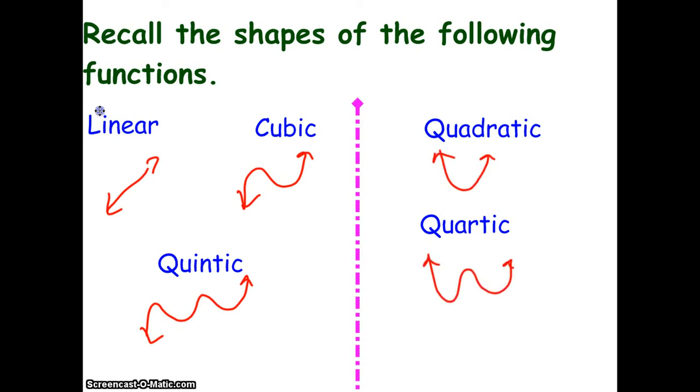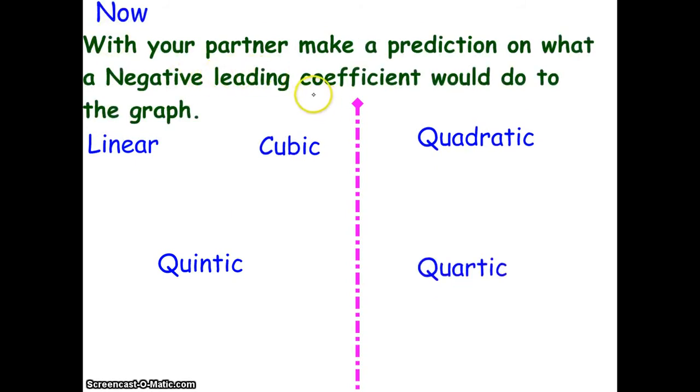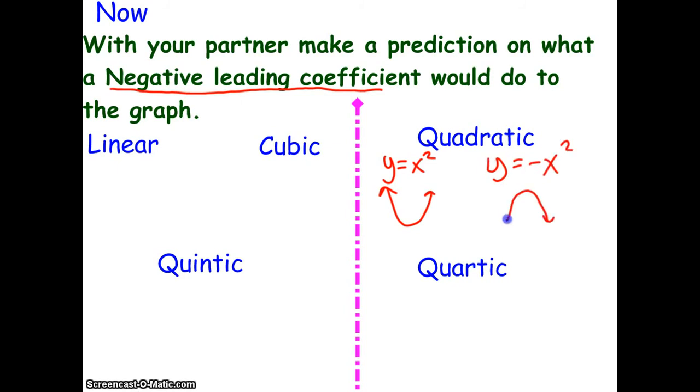So I want you to take a couple minutes and try to predict with your partner what your graphs would look like if the leading coefficient was negative. Remember that with a parabola, if I have y equals positive x squared, that would be a happy face. If the leading coefficient was negative, that would be a sad face. So I'll give you about a minute to try to predict how these graphs would look. And then we're going to get into the end behavior.